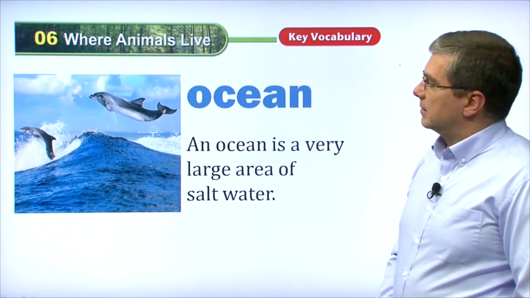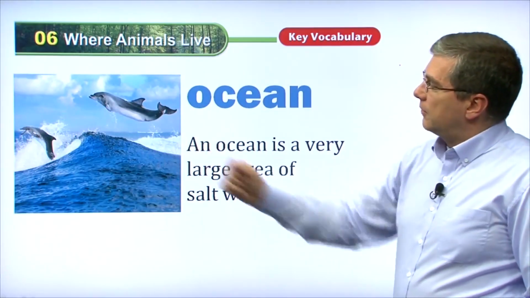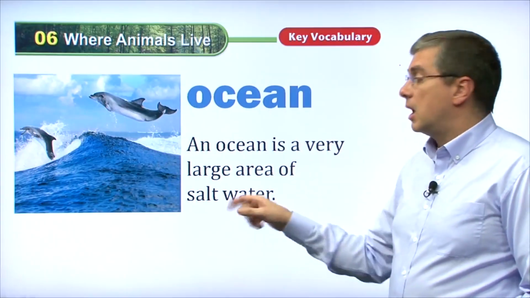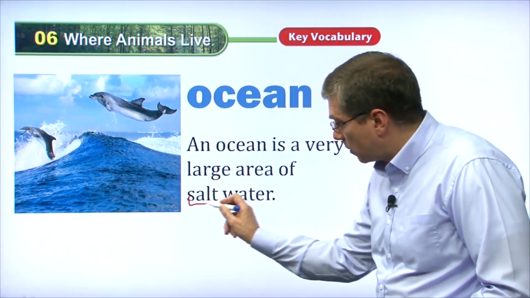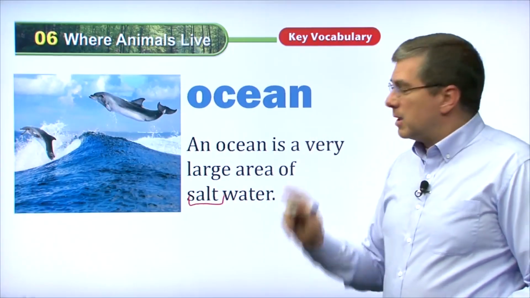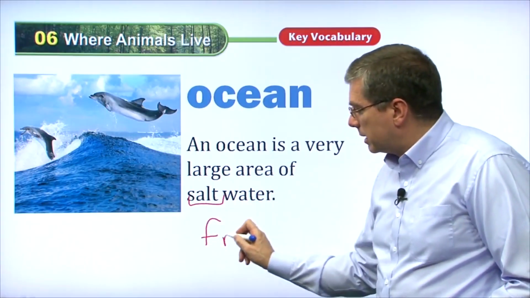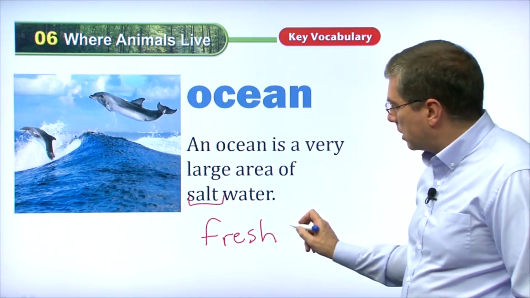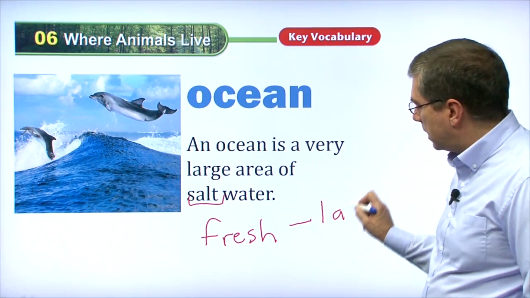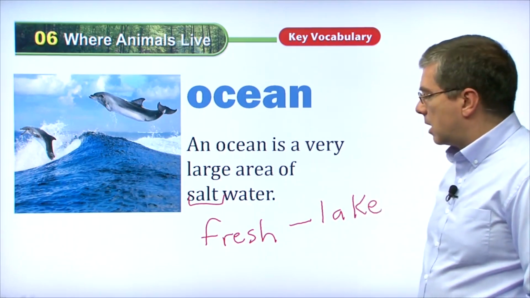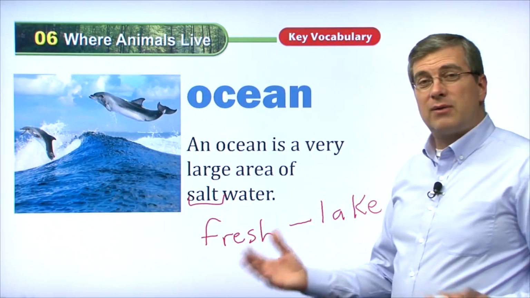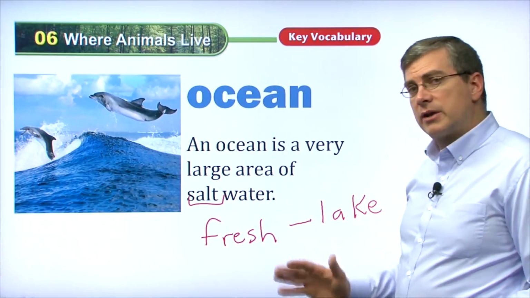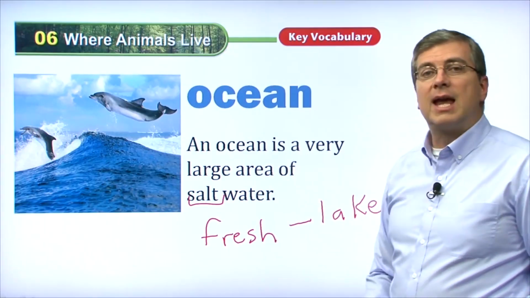Wow, this is very exciting. We have dolphins here, right? And the dolphins live in the ocean. Of course, you know what the ocean is. An ocean is a very large area of salt water. Salt water, very important, because if it's fresh water, it's not an ocean, okay? If you have a large body of fresh water, that is a lake, not an ocean, okay? A large body of fresh water is a lake. Like you have in America, you have the big lakes, the Great Lakes. They're fresh water, not salt water. If it's salt water, we call it an ocean.